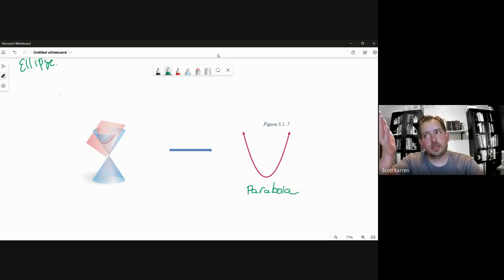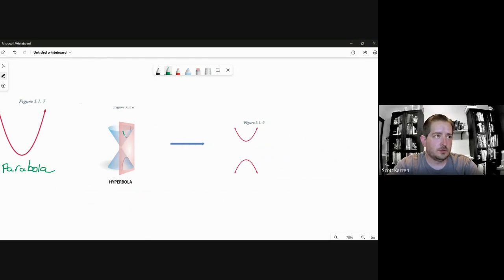And then if you keep tilting it more and more, you're going to end up going through both of those cones. And when you do that, you end up with the intersection of that plane and those cones here and there, which ends up being a hyperbola. So those are what those shapes are.